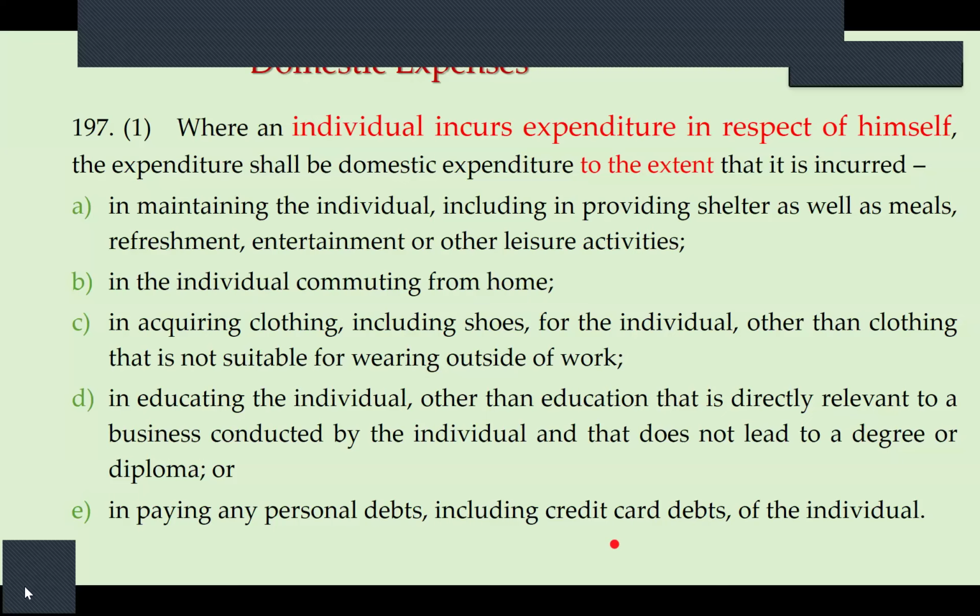The next one: paying any personal debts, including credit card, debit card of the individual. So credit card, debit card expenses are also not allowable as a deduction. So under subsection 1, I am saying expenses incurred in respect of himself. That kind of expenses are not allowable as a deduction.